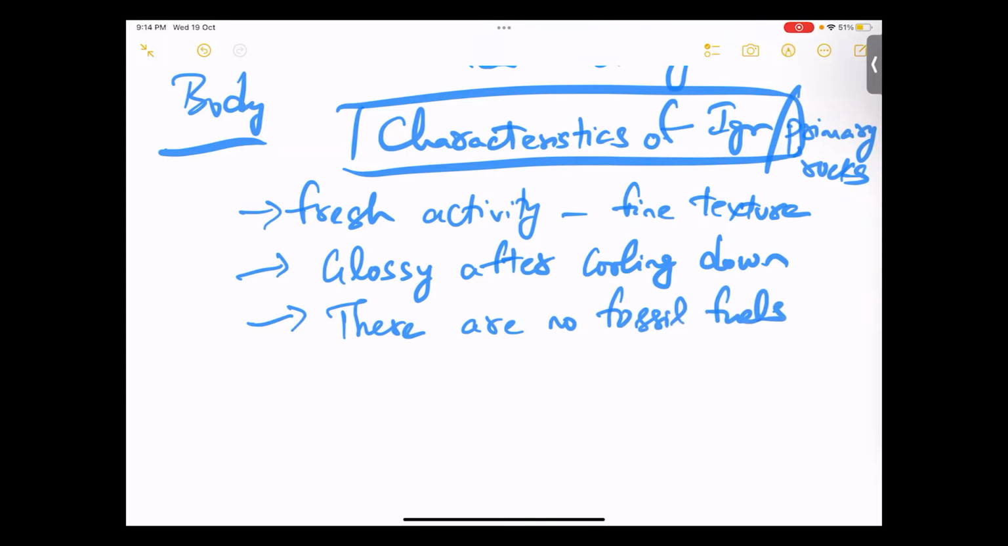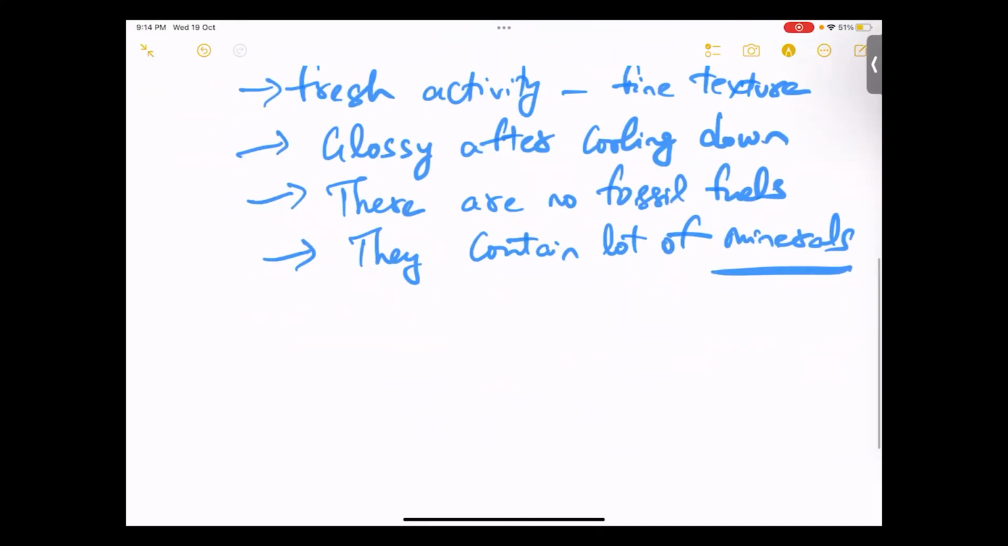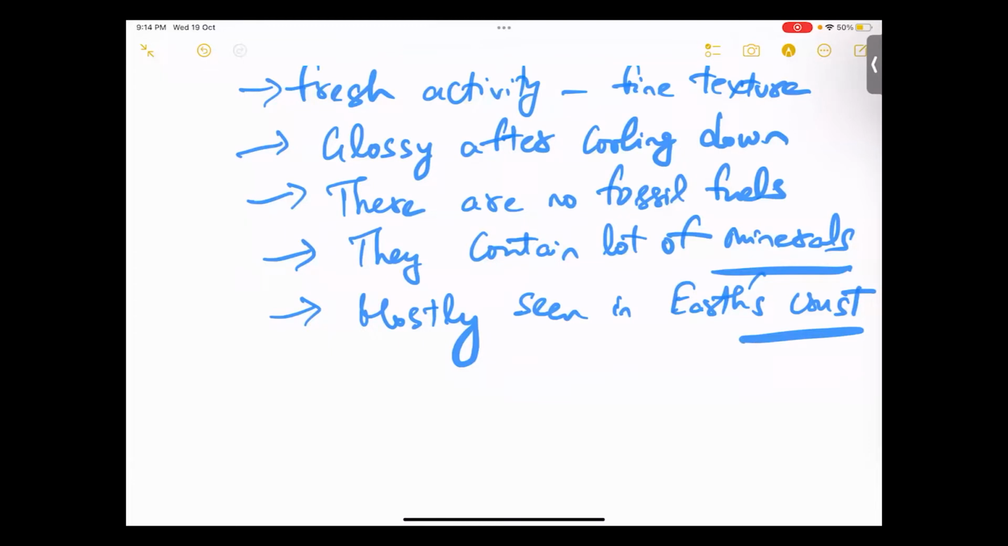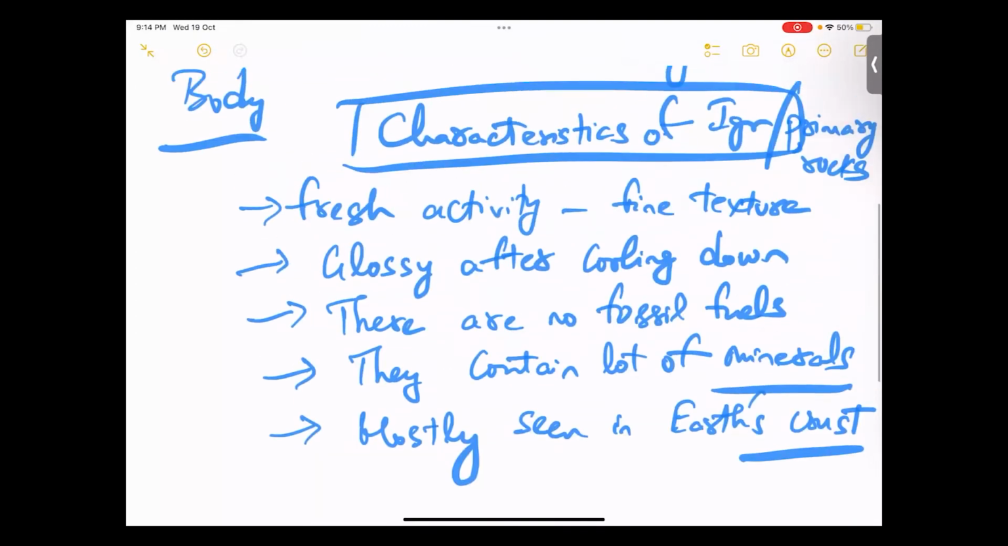And then they contain a lot of minerals, because they are an outcome of volcanic eruption. They have a lot of minerals. And then they are mostly seen in Earth's crust. So these igneous rocks or primary rocks are mostly seen in Earth's crust. So these are the basic characteristics.